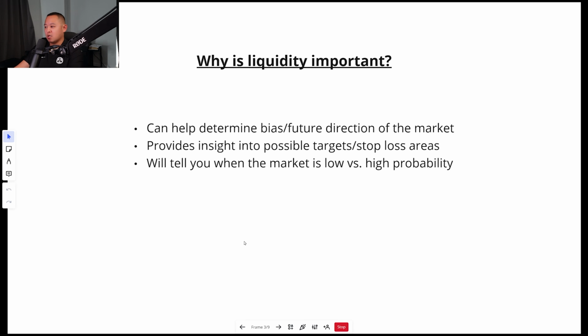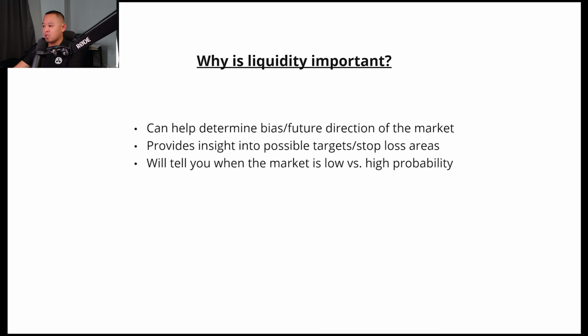So really just understanding what direction, or a probability of what direction, the market's going to trade to with greater certainty than just a coin flip, right? So we're trying to determine the future direction of the market, and liquidity can help us do that. It can provide insights into possible targets and stop loss areas, and it'll tell you when the market is low versus high probability. So these are all important aspects of learning liquidity and studying it in real time and helping build a narrative around a trade idea.